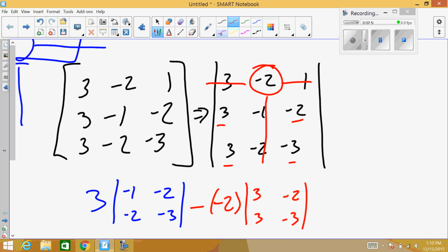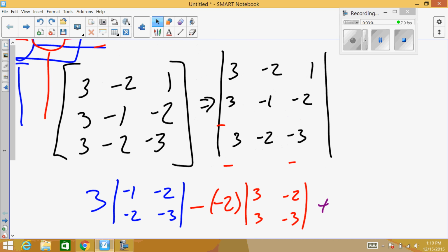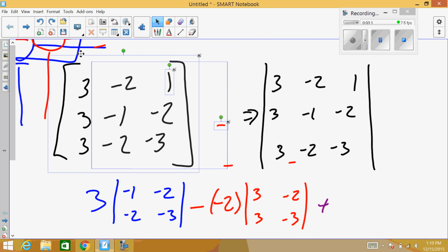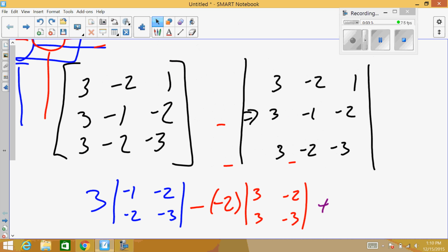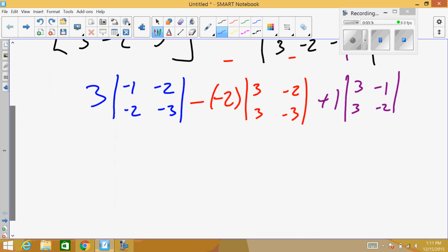Okay, third part of this, third piece is a plus sign. Let's move our red parts out of here. Maybe we'll leave those red ones there. And we'll go, okay, so I circle my entry in that first row, third column, lines through, so it looks like I get 1 times the determinant of 3, -1, 3, -2. And from there, we just need to find the determinants of those 2x2s.